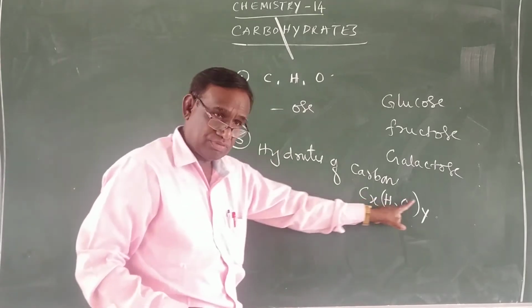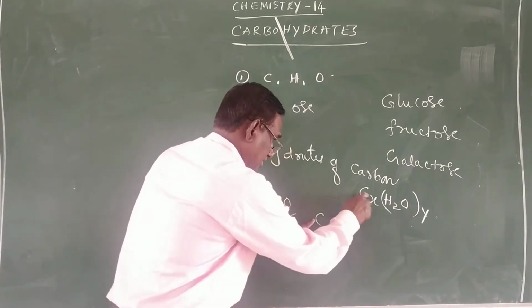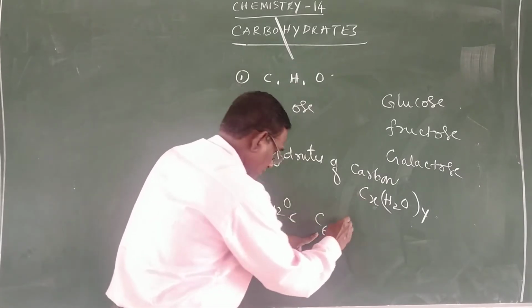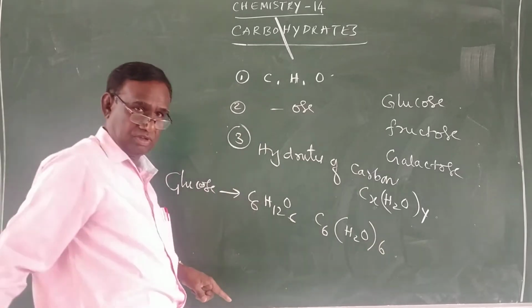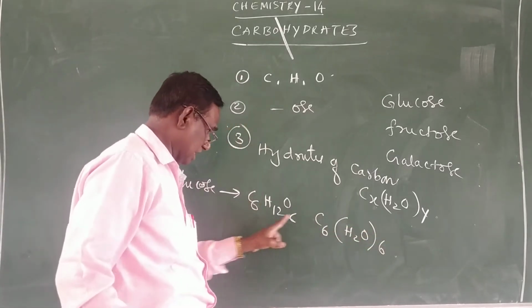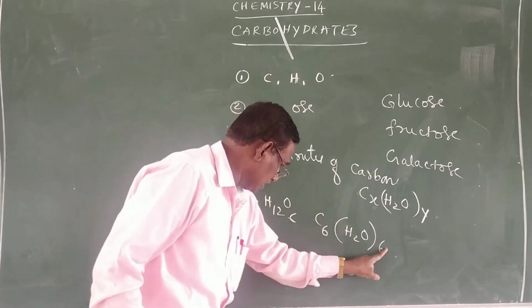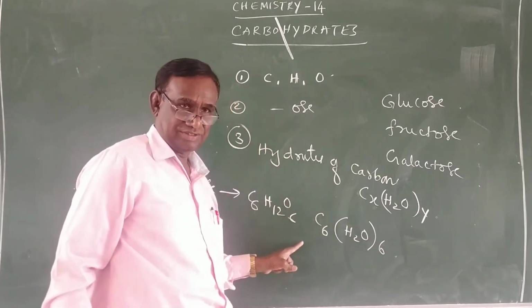And it can be written in this form, Cx(H2O)y. How do you write it? C6, that means x is 6 here, and then H2O, y times, is again 6. You can see here, resolve this one: C6, H, 2 into 6 is how much? 12. Okay, and y into 6 is O6.